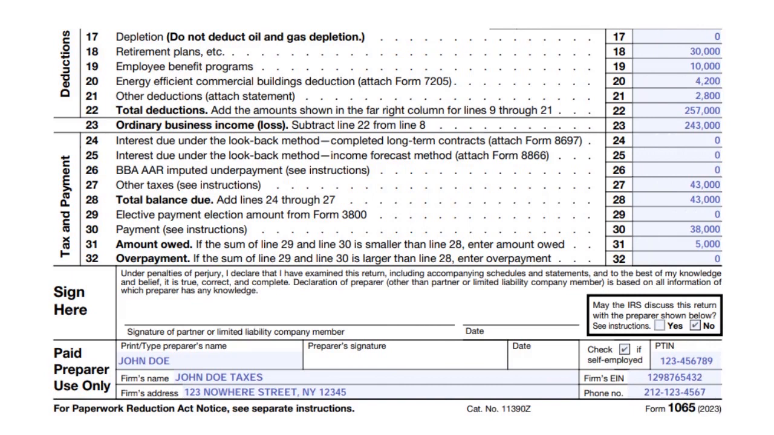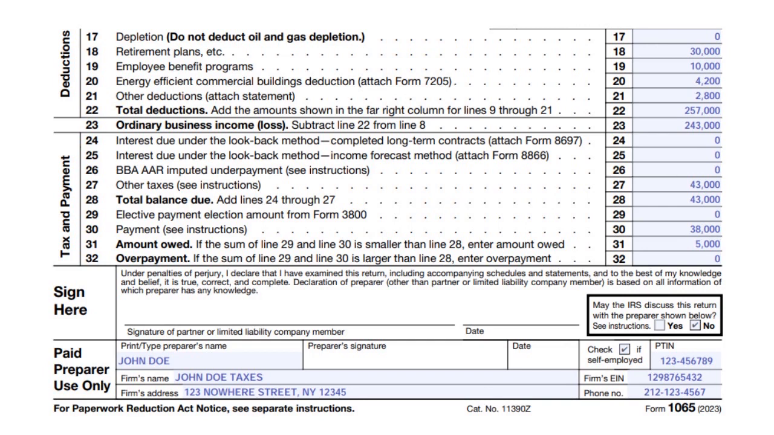Okay, 257 minus, 500,000 minus 257, that's 243. And the bottom line is the tax and payment section. So you have the total balance due, 43,000, because there is a delta, right? And when you actually look at the amounts here, you owe a certain amount. And so the amount owed, we actually have 5,000.